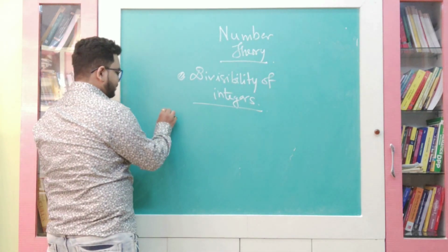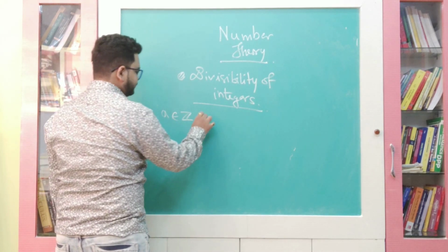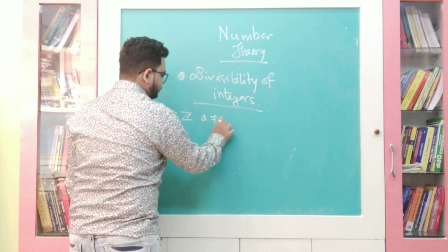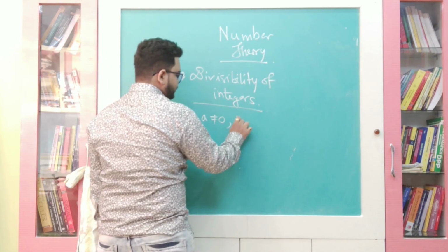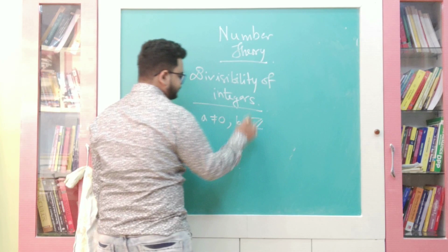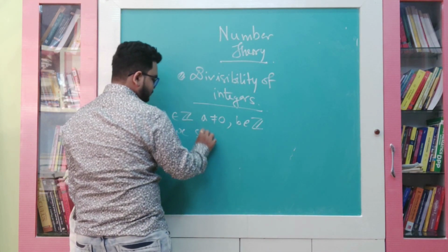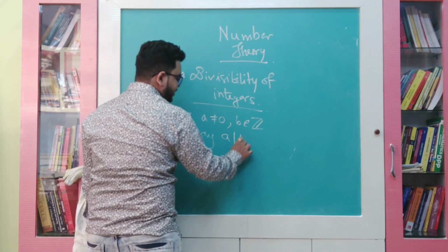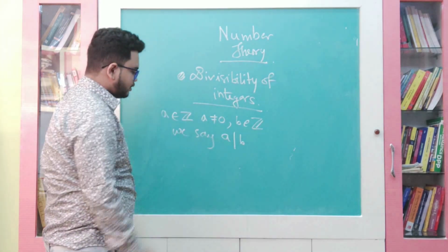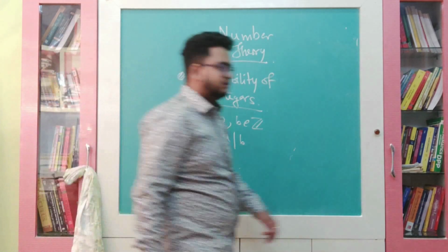A number a belongs to Z, a not equal to 0, b belongs to Z. We say a divides b.